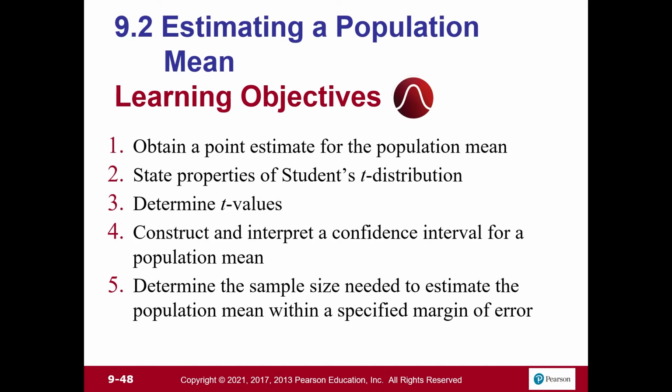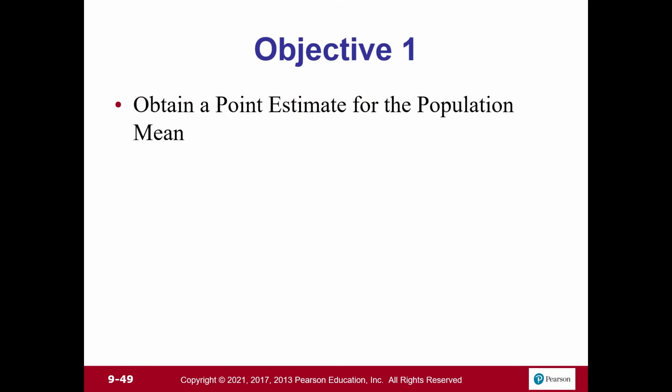Okay, this is section 9.2, estimating a population mean, and this is just like the previous section. However, we are talking about a population mean instead of a population proportion. And in this section, there are a list of different learning objectives that we are going to tackle. Let's start with the very first one.